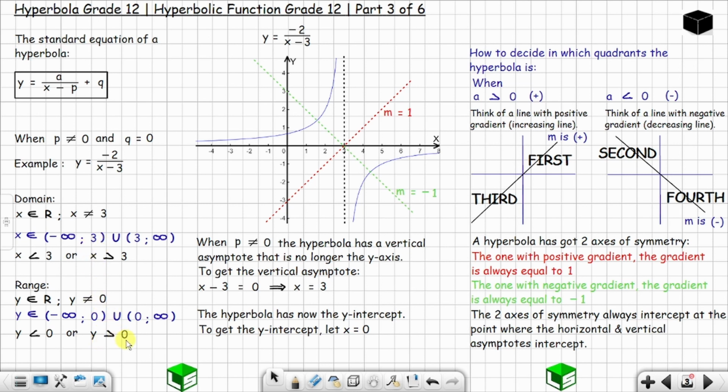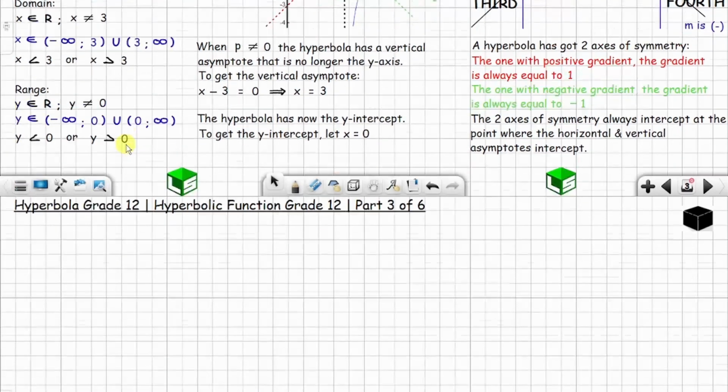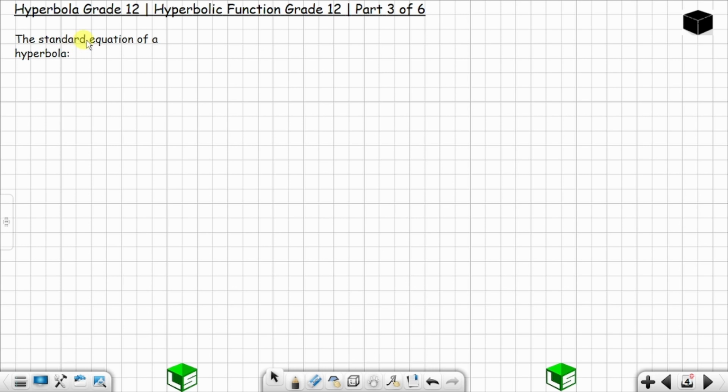Okay, now let's continue to the next slide. Let's see another example. Okay, we still have the standard equation of a hyperbola. Okay, this is the equation, right? This is the standard equation of a hyperbola. Now we have a situation when P is equal to 0 and Q is not equal to 0. Okay, example, you have this y is equal to 2 over x minus 1.